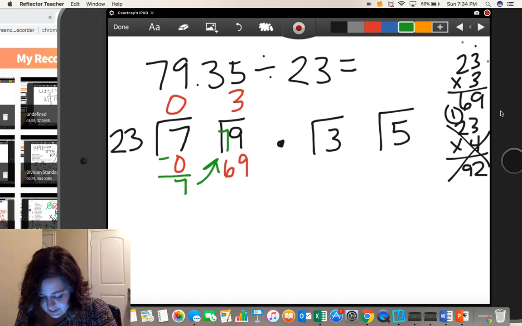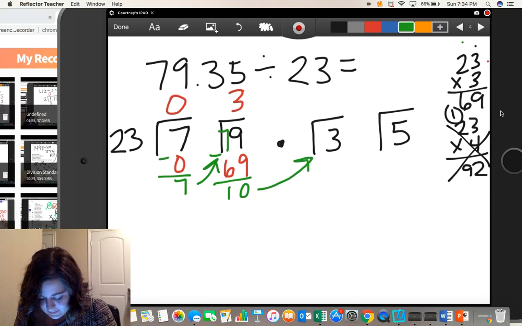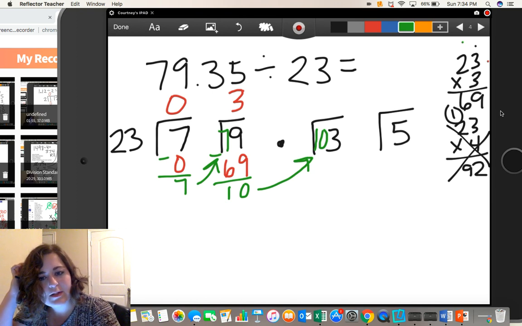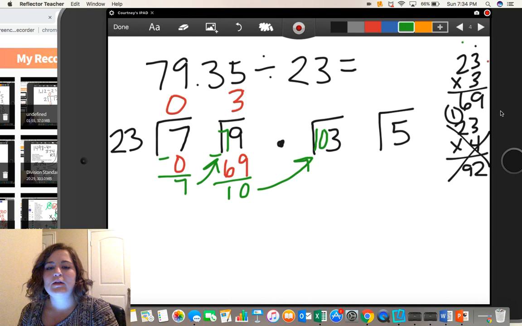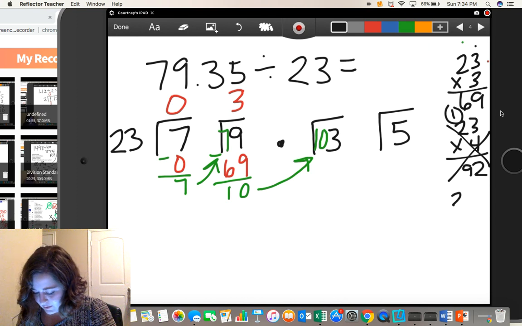After we multiply, we have to subtract. 9 minus 9 is 0. 7 minus 6 is 1. And 10 is less than 23, so we're good to bring that over to our next division house, which makes this a 103. And we need to know what number times 23 will get us closest to 103 without going over. And we already know 23 times 4 is 92, so I'm going to try times 5 to see if that gets us closer. 23 times 5.